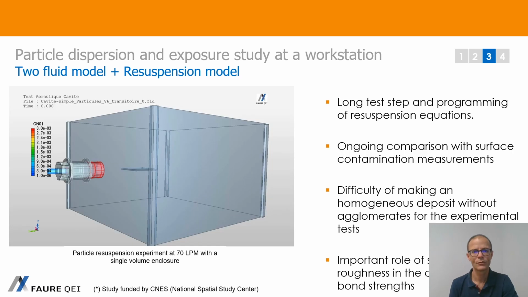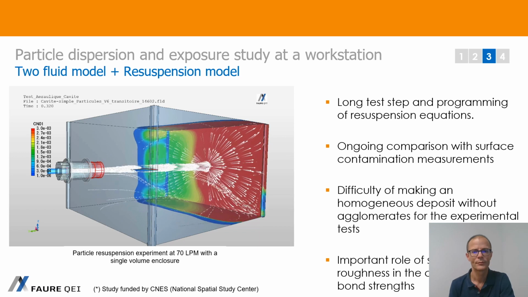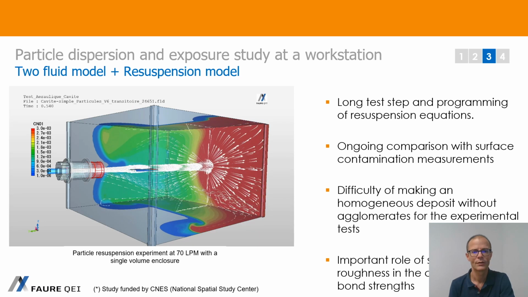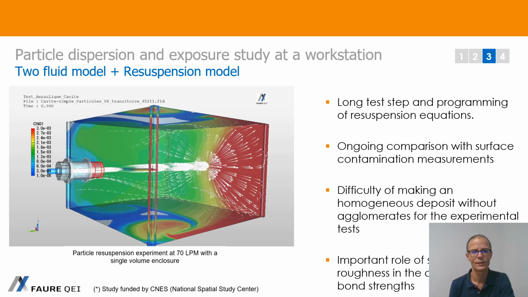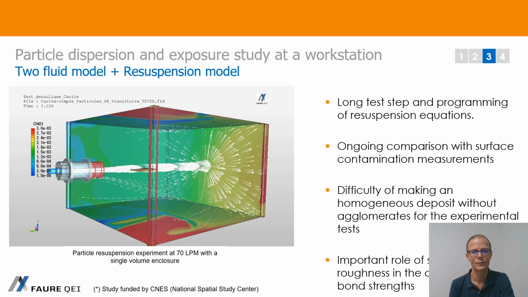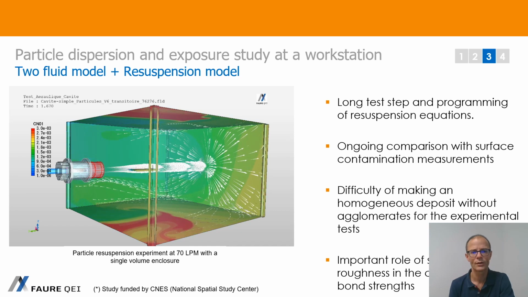The next video will show you a transient calculation with flow set at a rate of 70 liters per minute and particles migrating on surface. This resuspension law will then be used for a larger size model. So you can see the contamination on surfaces, and the contamination is spreading, moving from one surface to the other.